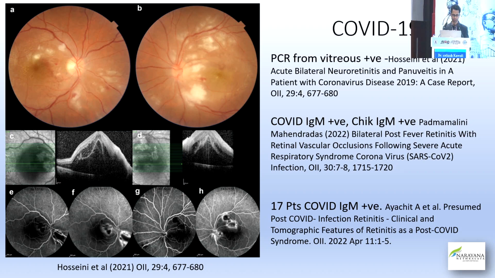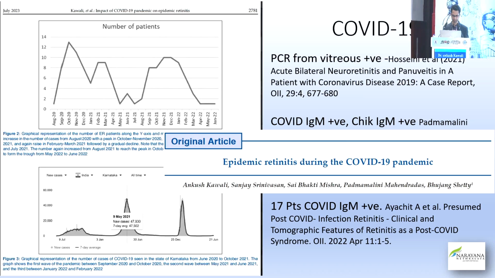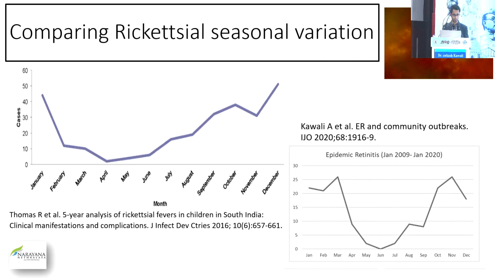During the pandemic, various authors correlated this entity with COVID-19. But when we studied the epidemiology as well as the seasonal variation, the study did not support the etiology of COVID with this particular entity. To our surprise, there was a report from Bangalore itself, when the authors studied the seasonal variation of rickettsial fever in children, and the graph correlated with our graph of epidemic retinitis, suggesting the possibility of rickettsial disease as an etiological agent for epidemic retinitis.